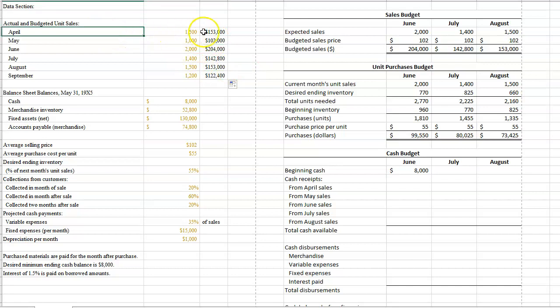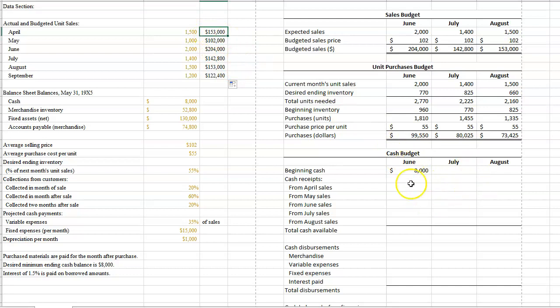So if I take a look at April, following this schedule here, for my April sales of $153,000, 20% of that $153,000 will be collected in April right away, right? And then the other 80% is just going to be pushed off. So that's going to be accounts receivable for a future period, right? So here, this 153, 20% of it will be collected in April. 60% of it will be collected in May. And 20% of it will be collected in June, right?